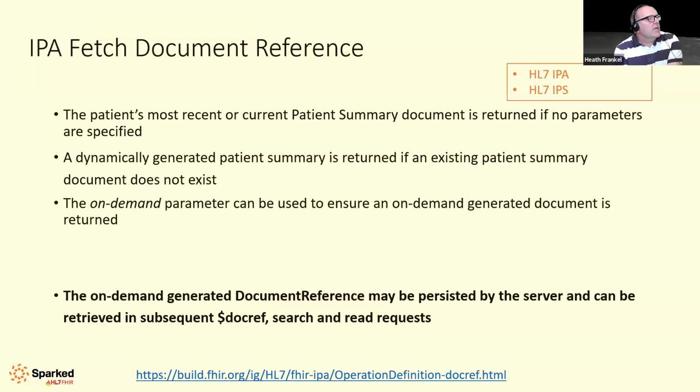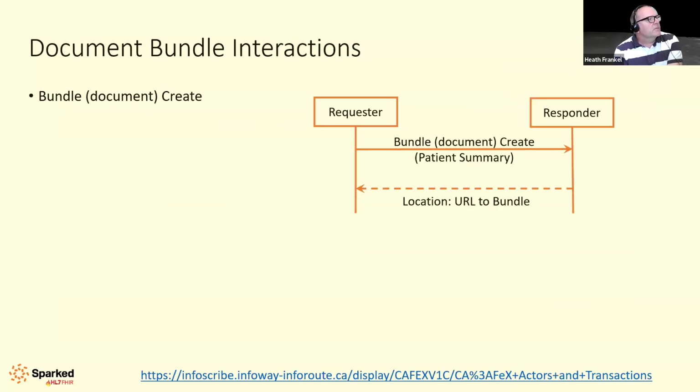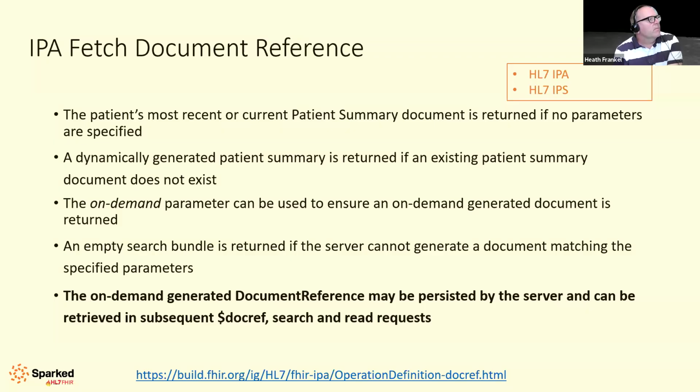I think I've said that already. Got the ability to just go back a step. The key one is that bold one there, which is on demand generated document reference may be persisted. So you might ask for it to be generated on demand, but the server may choose to actually persist it so that it could then retrieve that again for a later purpose, whether that is using the $docref operation again or using search and read requests.